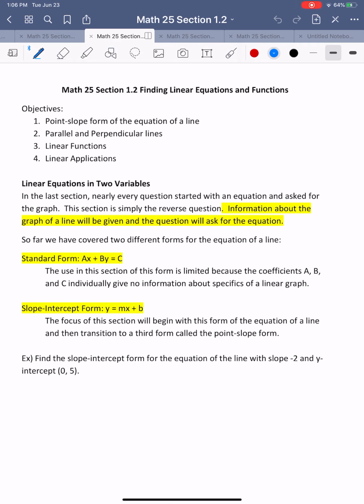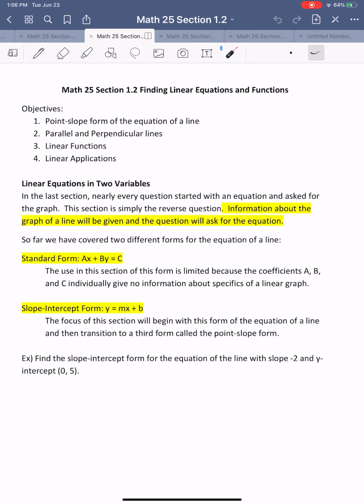So, the objectives for this section: number one, point-slope form of the equation of the line, and parallel and perpendicular lines that we're going to compare, and linear functions, where we call the function the equation. Then we're going to talk about one problem for the applications.